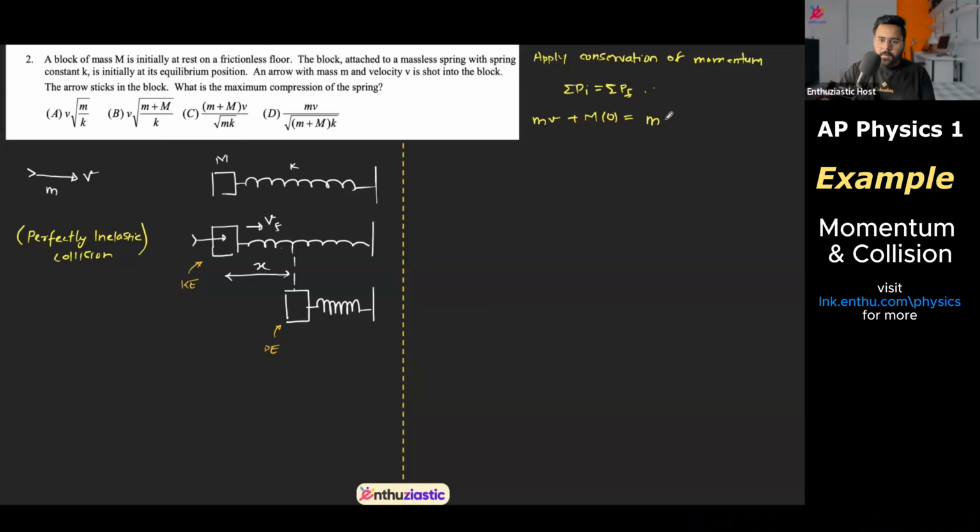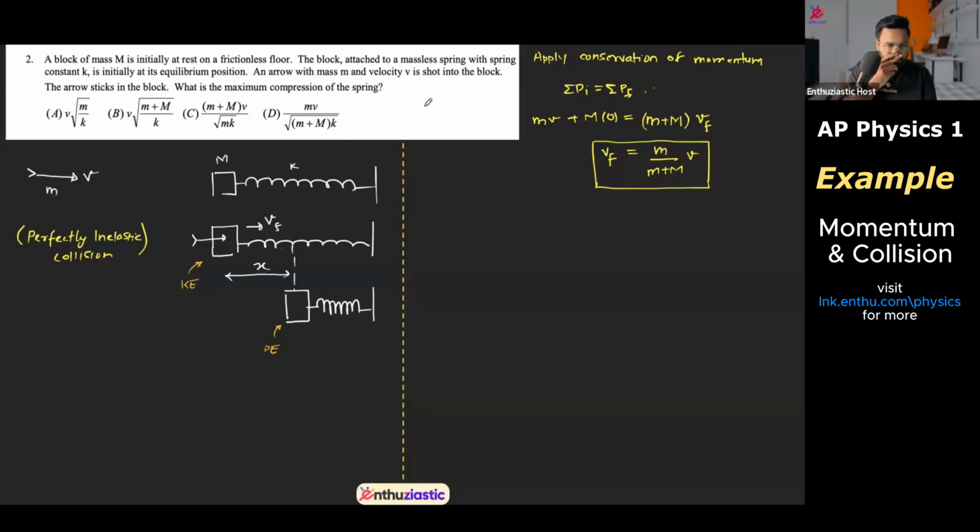So you will have m plus capital M. They stick to each other, so that becomes one single mass, and they have one final velocity, Vf. So what can we get Vf as? Vf can be written as small m over small m plus capital M times the velocity v that is given. Fine. Now, how do we proceed further?